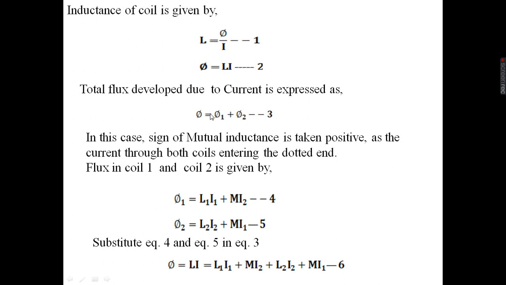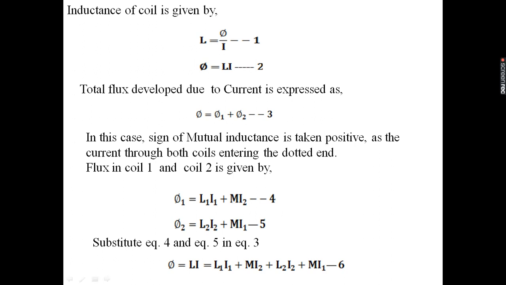So flux in coil 1 is the sum of self flux plus mutual flux. Self flux is due to the current flowing through that particular coil. If you take coil 1, we assume the current flowing through coil 1 is I1, then this is self flux: L1 I1, the self inductance of coil 1 times the current flowing through coil 1. So it is L1 I1 plus some flux from the nearby coil linking with coil 1.